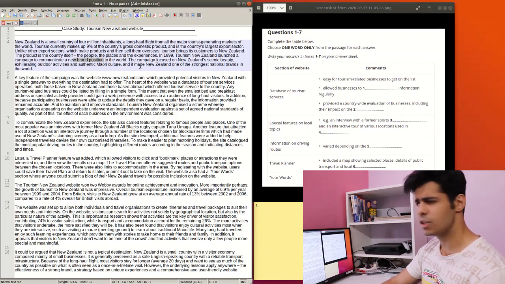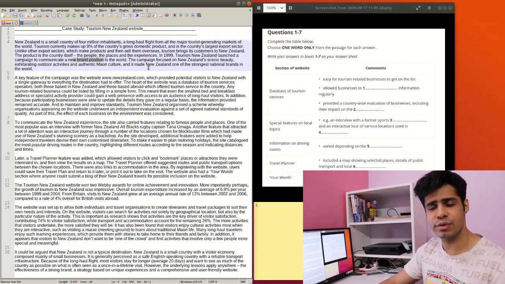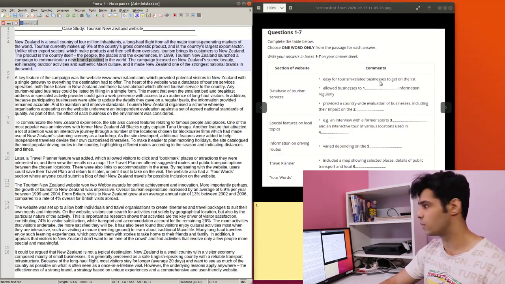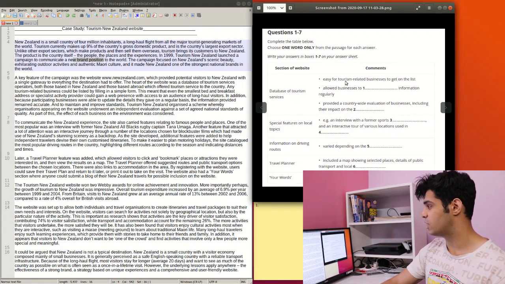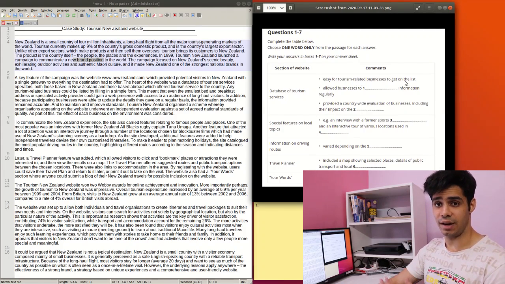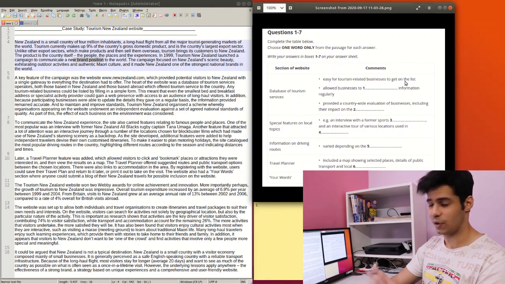Okay. Still, one important bit. Are we ready to solve the questions there? I would say no. We did not come across this part. Easy for tourism related businesses to get on the list. I have not witnessed that yet, and I'm going to keep reading until I get to that point.